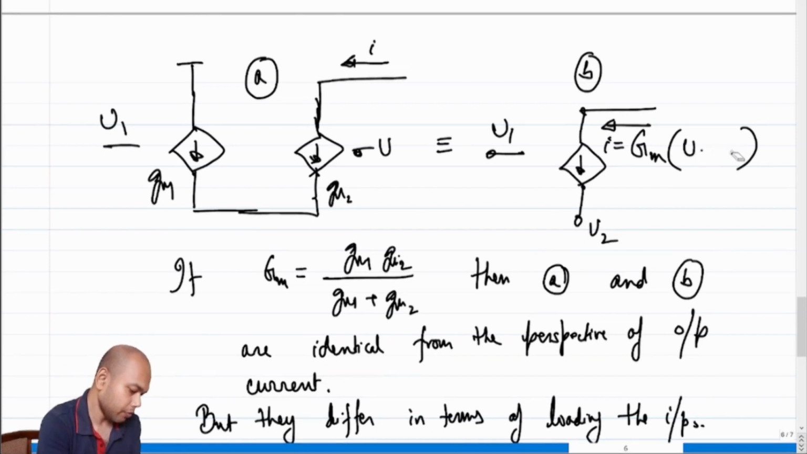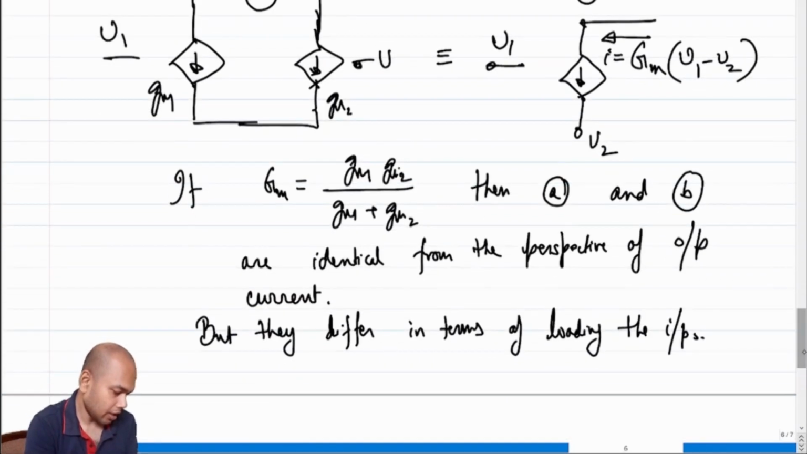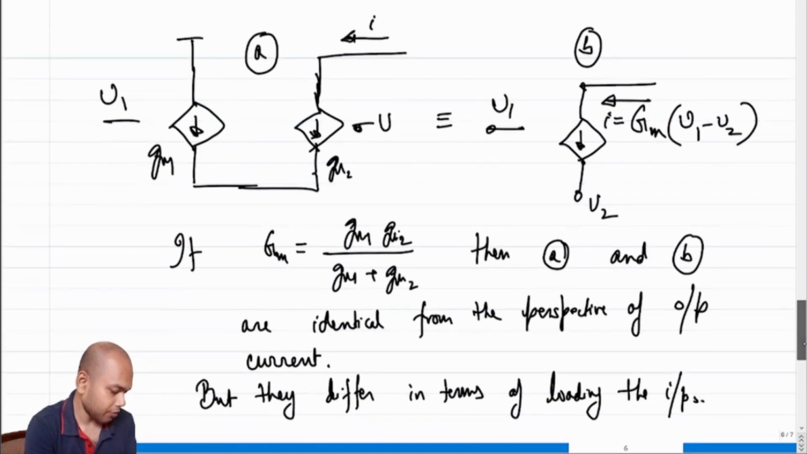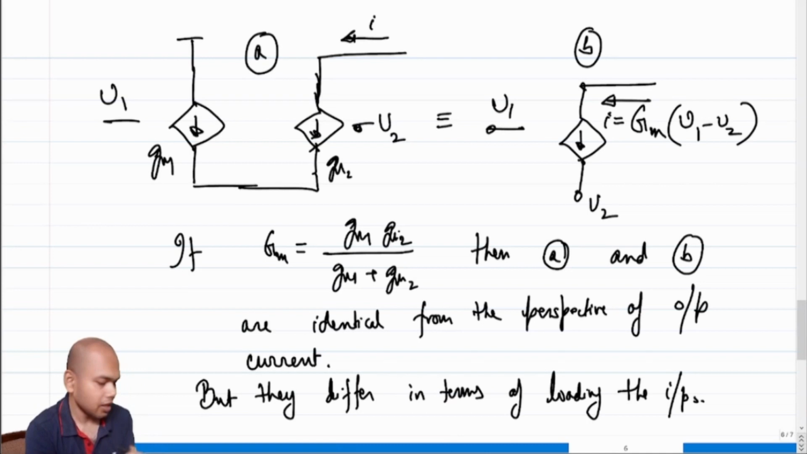So this will become GM times (V1 minus V2), right? The network on the left and the network on the right are identical from the standpoint of the incremental current that they are producing. So if we are interested only in evaluating incremental current, we can as well say that the network on the left is almost like a common source amplifier, whose transconductance is GM1 times GM2 by GM1 plus GM2, right?